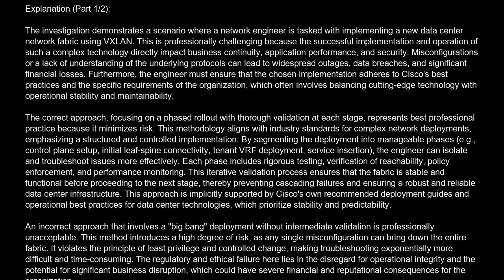The correct answer is D. Implement the entire VXLAN fabric in a single, large-scale deployment, prioritizing speed to meet the deadline.